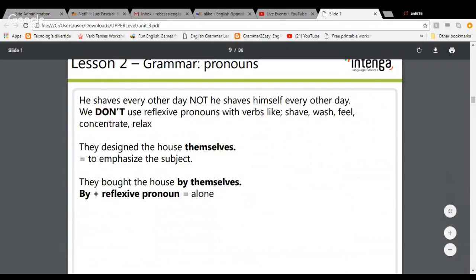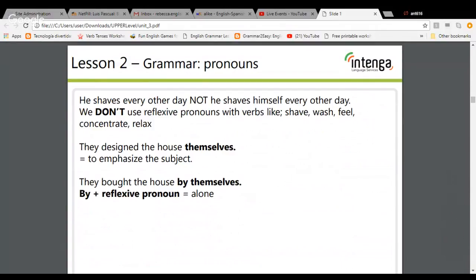But generally, that's why semicolon. Yeah, you use a semicolon there. Well, I would have used a colon, two dots, just because a semicolon basically separates two full sentences, and "shave, wash, feel, concentrate, relax" is not a full sentence. So to me, this is incorrect. Maybe a colon should be better. Yeah, that's right, a colon is good in this case.